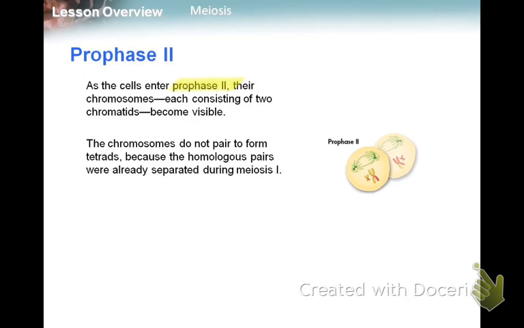Prophase 2, chromosomes have two chromatids, they become visible. They do not pair to form tetrads.